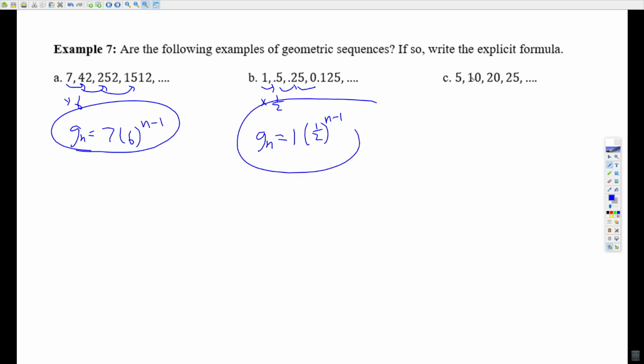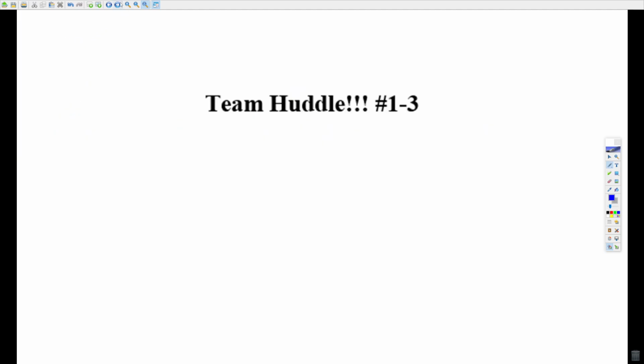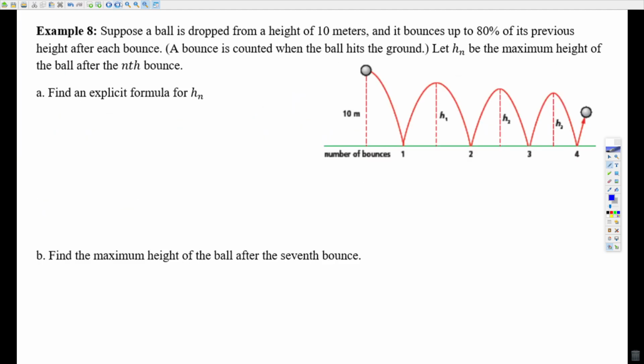And for our last one, if we do 5 times what gives you 10, that'd be times 2. 10 times 2 is 20. 20 times 2 would be 40, not 25. So this is not geometric. It actually fails at the very last term they gave us. So there are some problems to try. Three problems to try. And then we're going to move on to this one word problem after you try those ones. So the last thing we have to do is this word problem. So we'll read through that and try it.